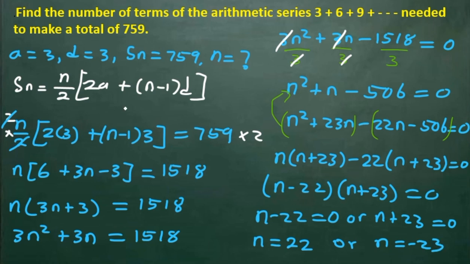So we have to consider the positive value of n as the number of terms. When this series is summed up together, it will give us the value 759. So that is n.